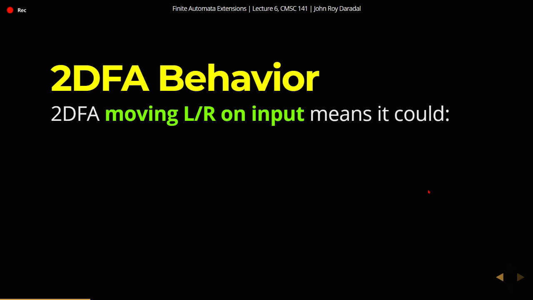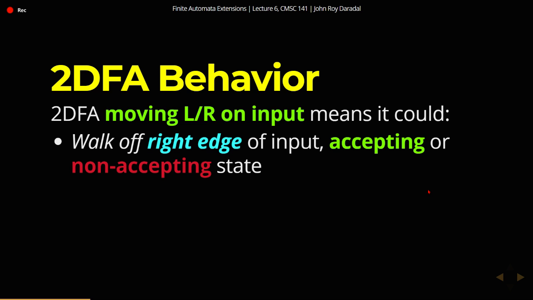Now, because of this ability to move left and right on the input, the 2DFA could have the following behaviors. First, it could walk off the right edge of the input, which means that it finished processing the whole input. That's what it means by walking off the right edge of the input. And depending on what state you are currently in, it could be an accepting state or non-accepting state.